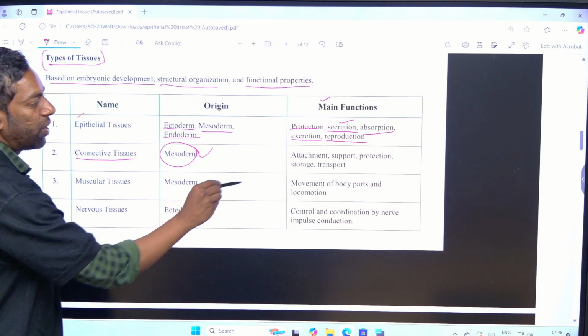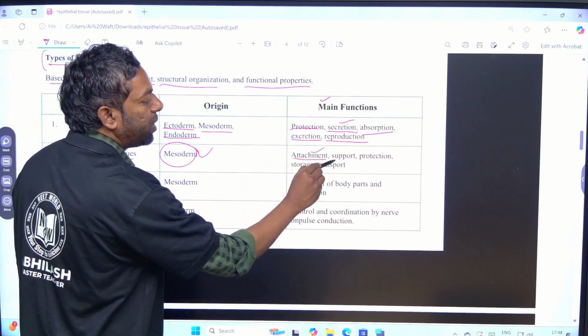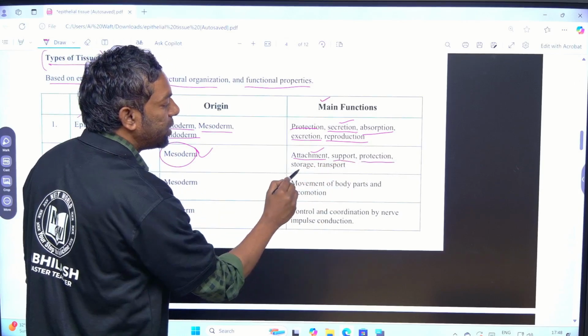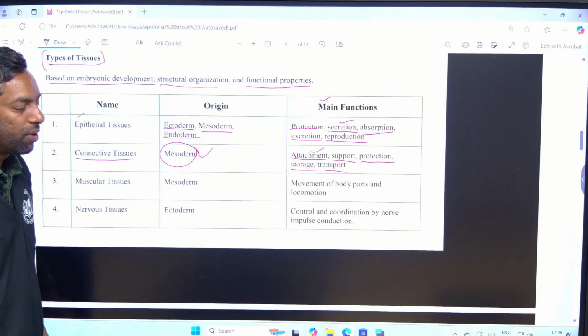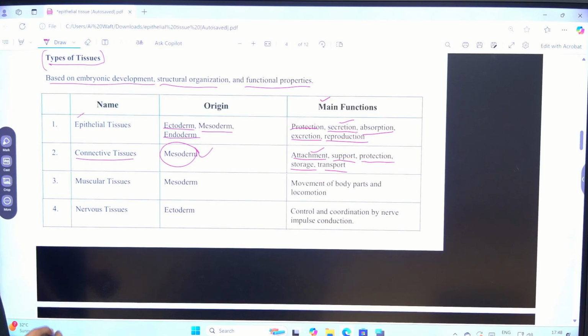Okay. They can be useful for attachment, support, protection, storage and transport. Okay, we are going to discuss that later on.